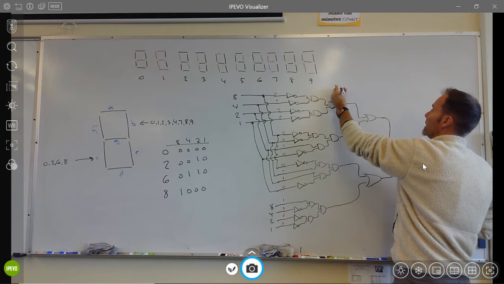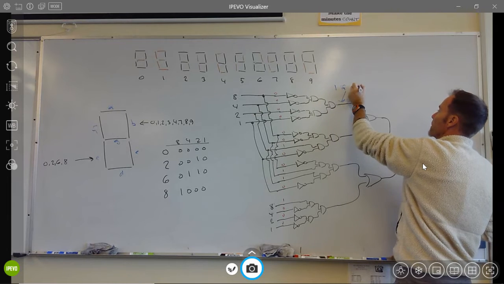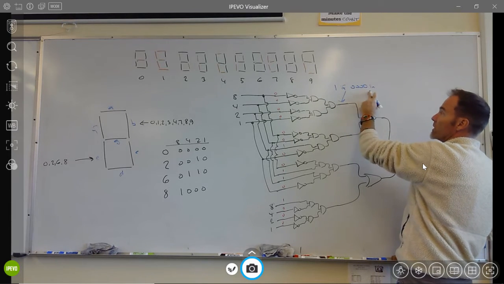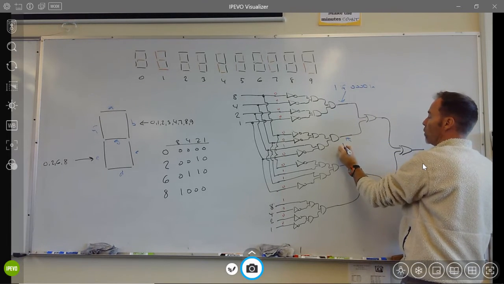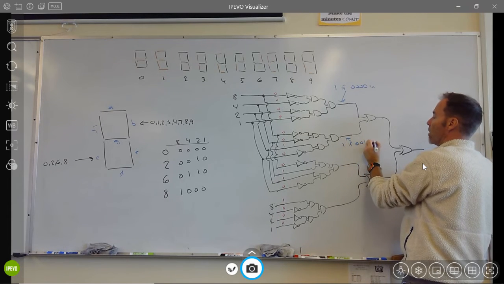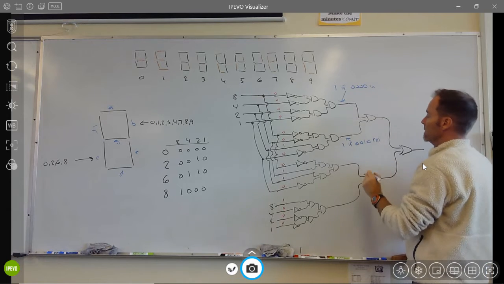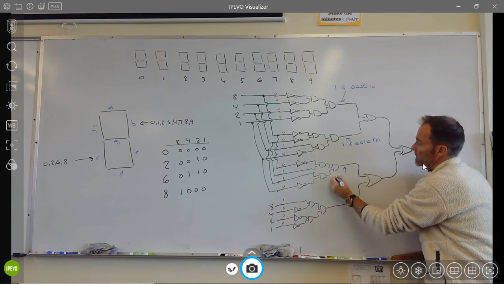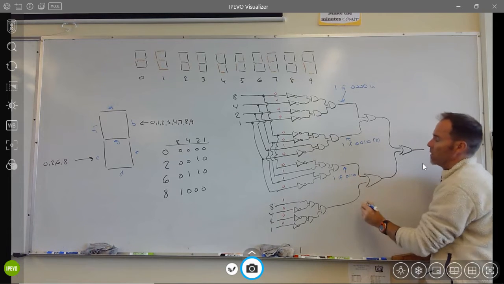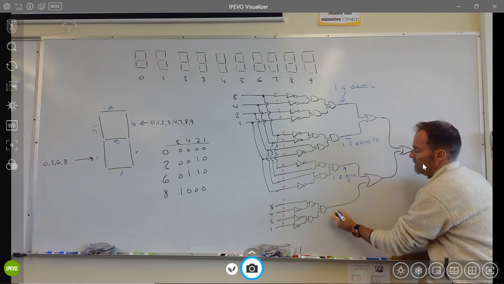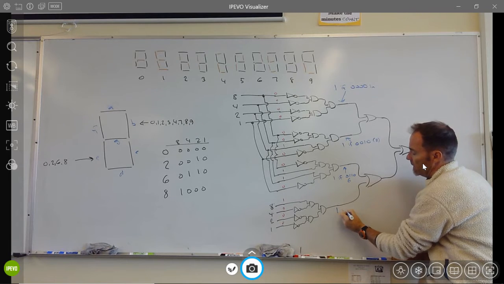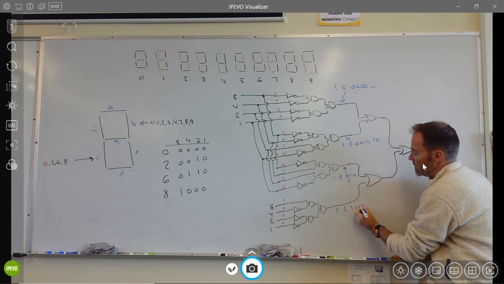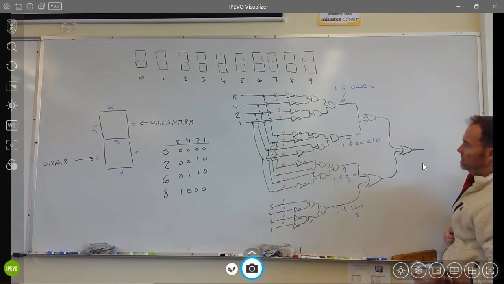So this guy, again, gives a 1 output if 0, 0, 0, 0 in, which is 0. This guy is 1 if 0, 0, 1, 0, or a 2 input. This guy is a 1 if I have a 0, 1, 1, 0 input, which is 6. This guy is a 1 if I have a 1, 0, 0, 0, or an 8.